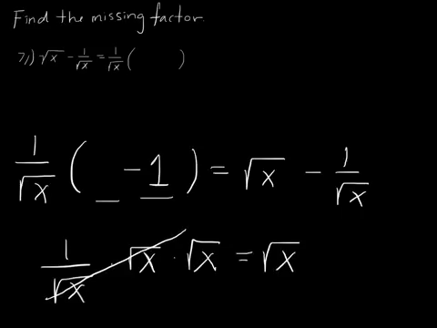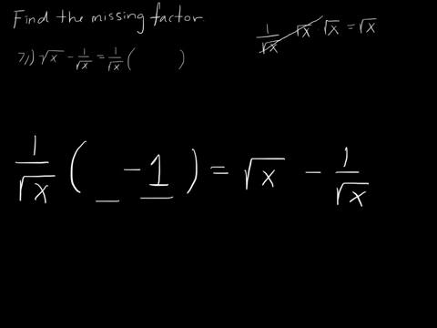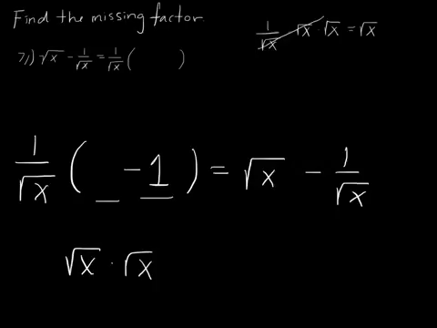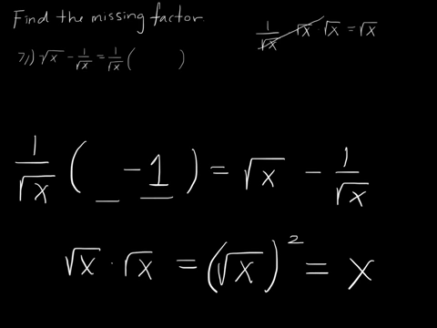So now I found what I need here. I need square root of x times square root of x. Because when 1 over square root of x multiplies, 1 will cancel, leaving me with the square root of x here. So what I need is square root of x times square root of x, and I need to put that here. Well, square root of x times square root of x is square root of x squared, which is the same thing as x. So let's go ahead and put that inside here.